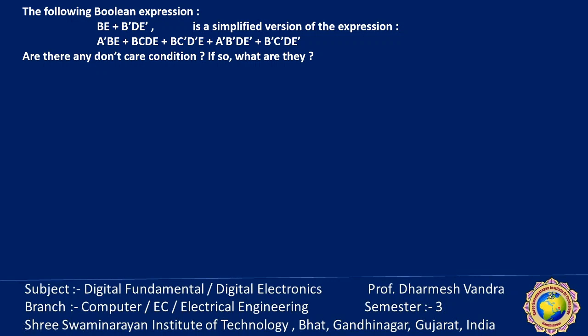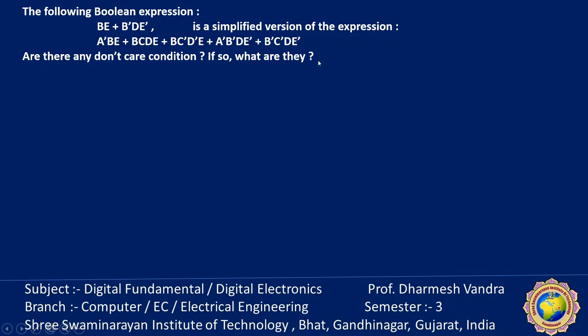Here the conditions are given somewhat differently. The problem says that the following Boolean expression BE plus B dash DE is a simplified version of the expression A dash BE plus B C D E plus B C dash D dash E plus A dash B dash D E dash plus B dash C dash D E dash. This is our function. With the help of Carnot map, we found this result. Are there any don't care conditions?